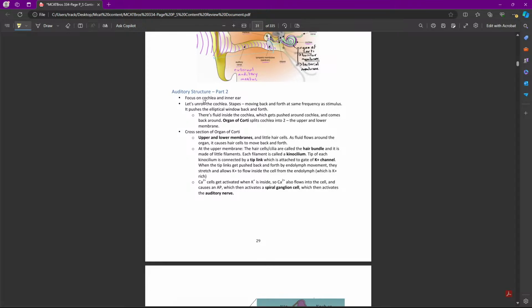So focusing on the cochlea in the inner ear, we can look at different components of the cochlea. The stapes moves back and forth with the frequency of the stimuli. It pushes on that window back and forth.